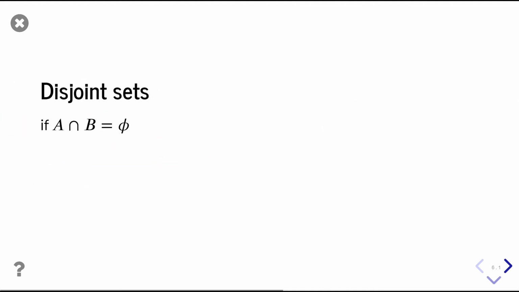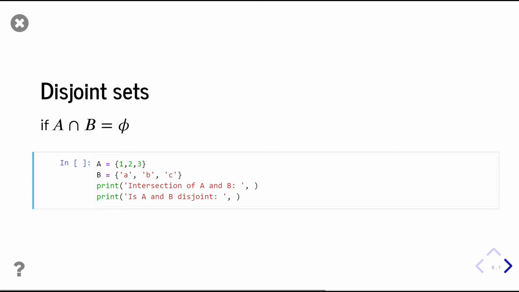Now we know that these two sets are disjoint if their intersection is an empty set. Suppose that we have set A having elements 1, 2, 3 and set B having elements a, b and c. We can print the intersection of these sets, and we can also check whether A and B are disjoint.